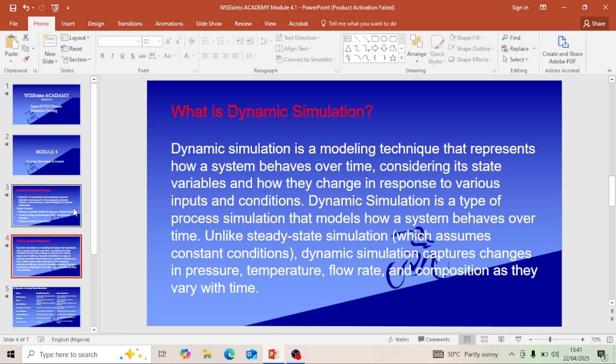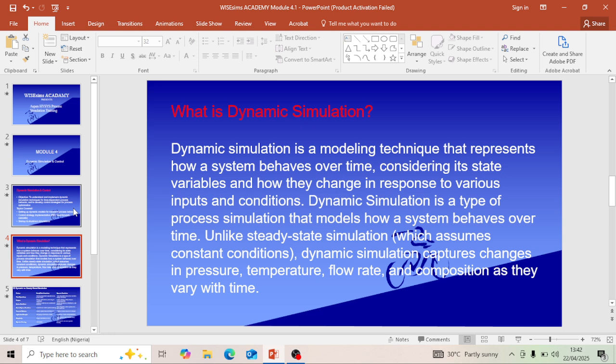What is dynamic simulation? Dynamic simulation is a modeling technique that represents how a system behaves over time, considering its state variables and how they change in response to various inputs and conditions. Alright, this dynamic simulation is a type of process simulation which models how a system behaves over time. You're going to be varying your variables with time. That's what it's all about. We're going to be looking at it in time, unlike the steady state in which everything is fixed, assuming constant conditions as what is written here. The dynamic state actually varies every composition, every component, every variable. You'll be varying it with time to see how the process occurs.